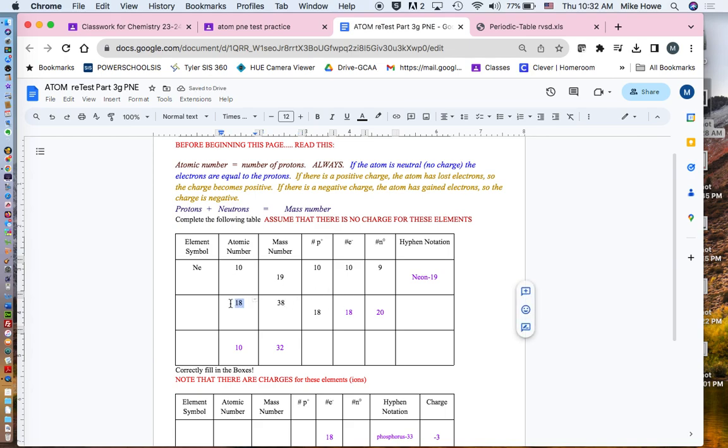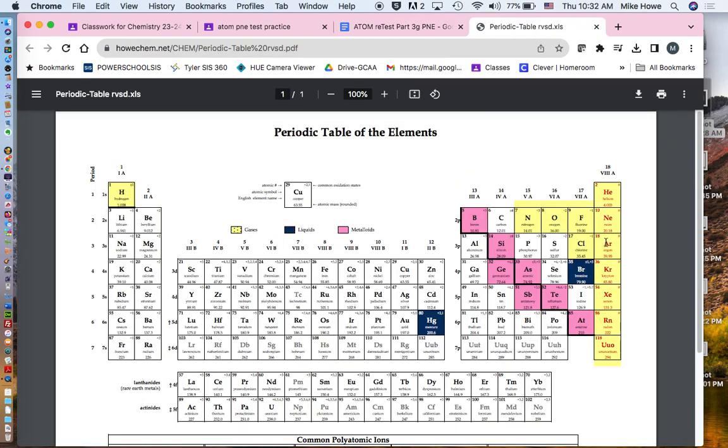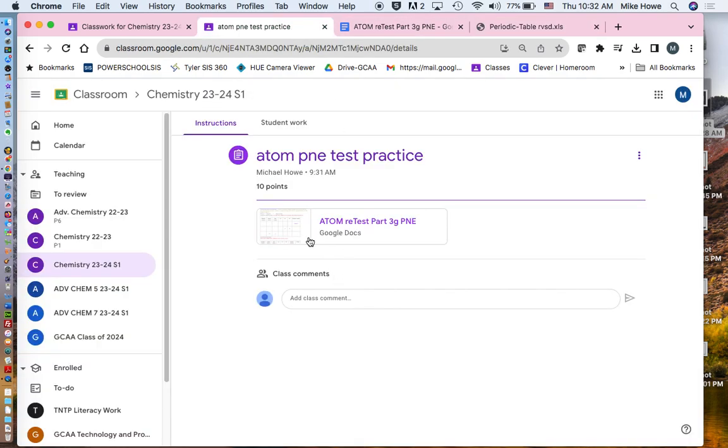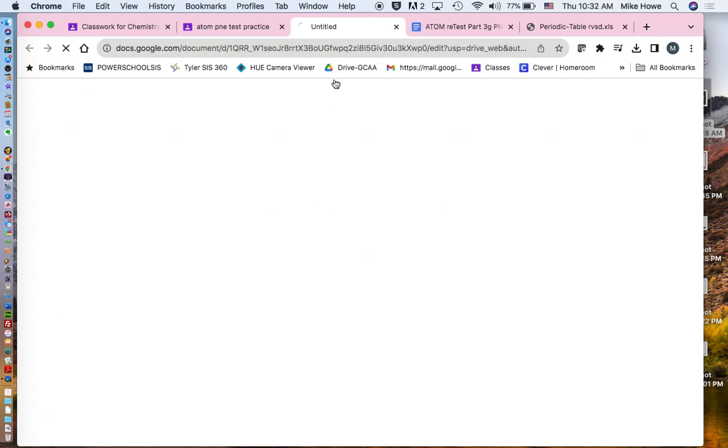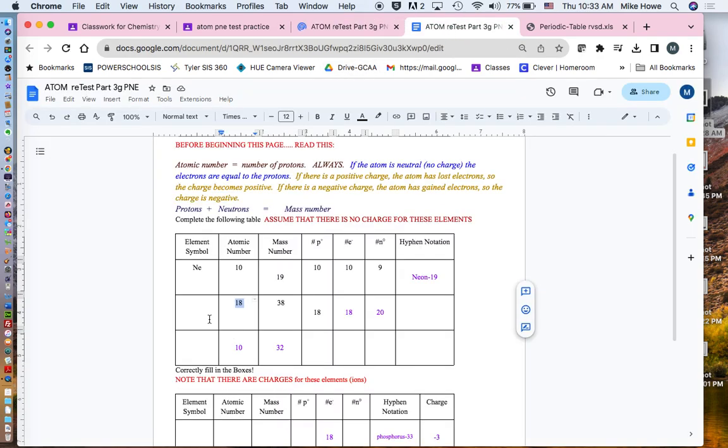The atomic number determines the identity. So you can look at the periodic table. What is element 18? It's argon. So this would be argon. Then the hyphen notation, you'd write argon, hyphen, and the mass. The mass number is 38. So that's your hyphen notation.